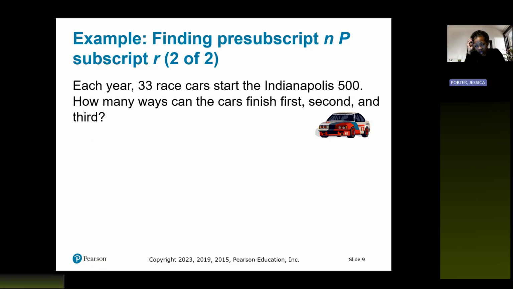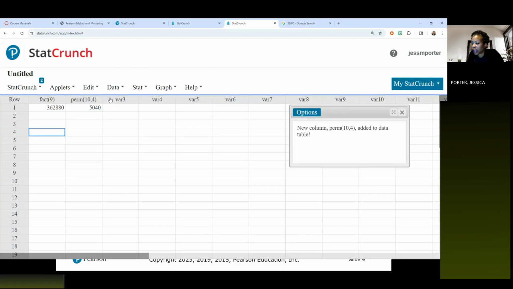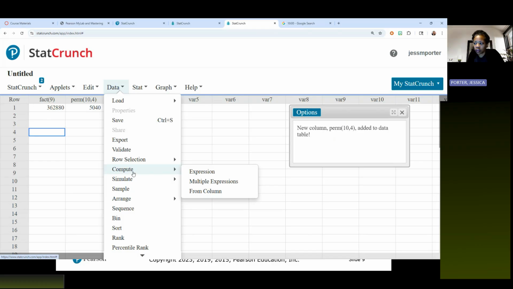All right, each year, 33 race cars start the Indianapolis 500. How many ways can the cars finish first, second, and third? What are our 2 numbers? What is N and R in this case? I think that was under data. Yeah, data, then compute, expression.